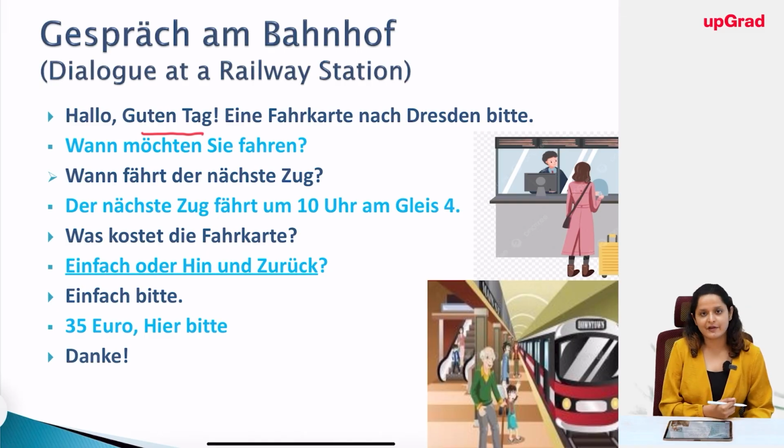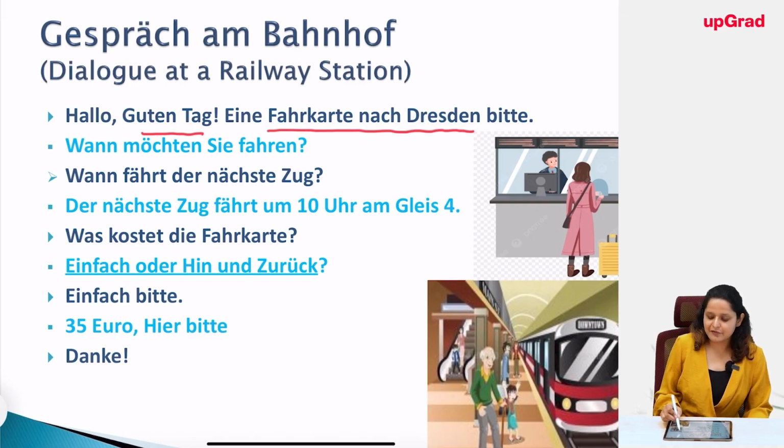Let them know where you would like to go. Eine Fahrkarte nach Dresden bitte. So let's say we are traveling to Dresden. We need a ticket for Dresden. So we ask eine Fahrkarte nach Dresden. So a Fahrkarte is a ticket. We have added the word bitte here so that we sound polite.